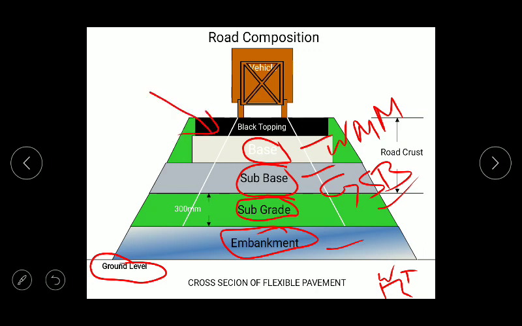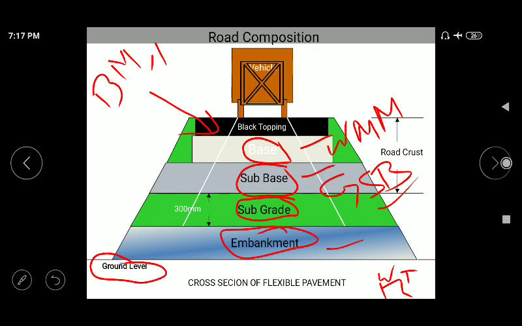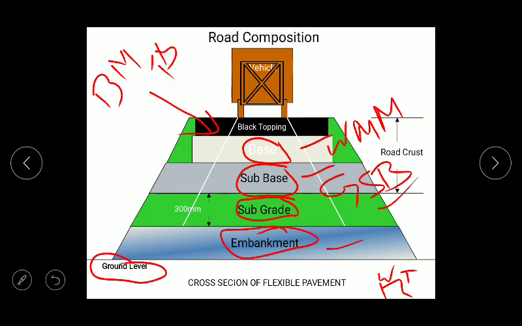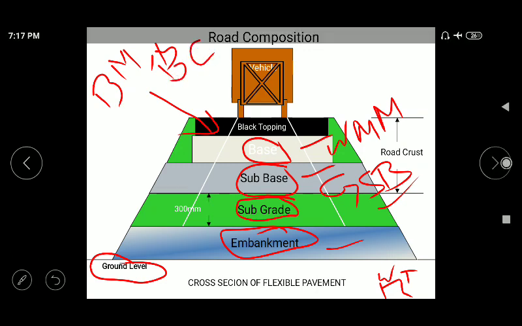And at the top we are going to provide a black topping which may consist of these layers: normally BM, that is bituminous macadam, and another is BC, bituminous concrete, or dense bituminous macadam and bituminous concrete. Or in low volume roads or village roads, they just provide SDBC, semi-dense bituminous macadam, above the base. So, clear about the cross section of flexible pavement?